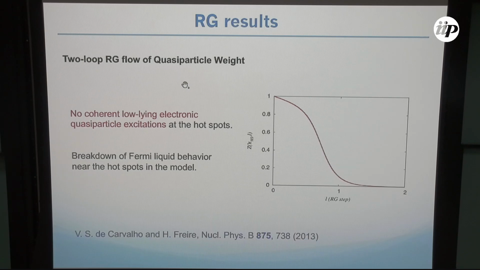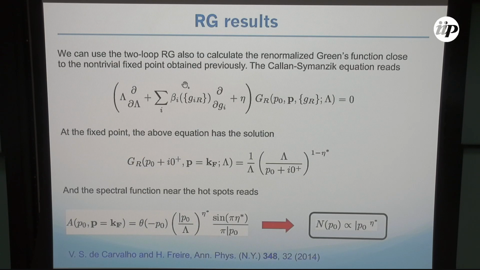So this is the RG flow for the particle weight. So the Z flows to 0. That means that there are no coherent low-lying quasi-particle excitations at the hotspot. And that means that we get the breakdown of Fermi liquid behavior. We can also use the two-loop RG scheme to calculate the renormalized Green's function, the spectral function, and so forth.